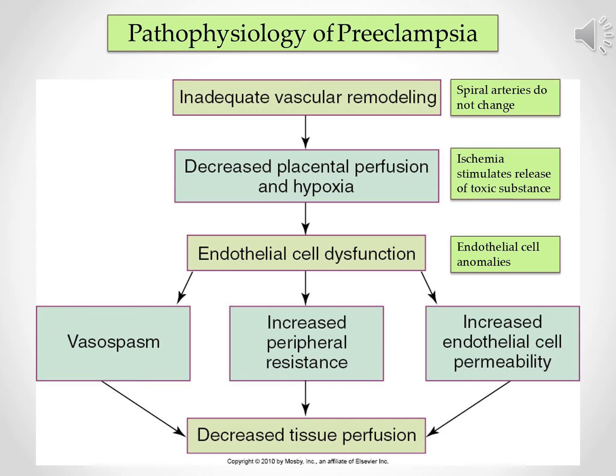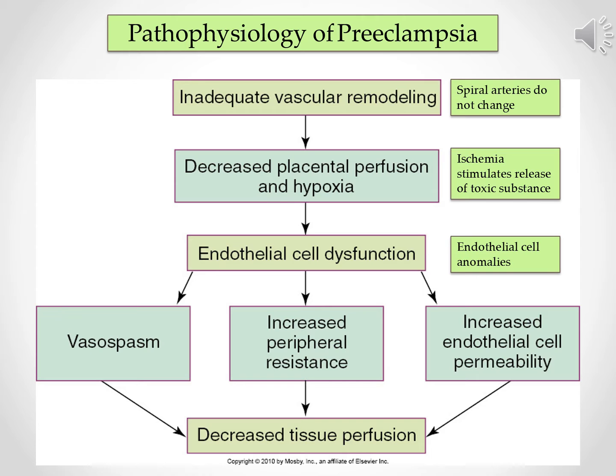All right. First off, the spiral arteries do not change their structure. They're thick-walled. They should relax, become thin-walled to be able to handle the increase in circulating volume. Well, that doesn't happen, so you have diminished perfusion to the placenta.